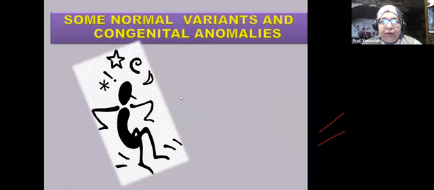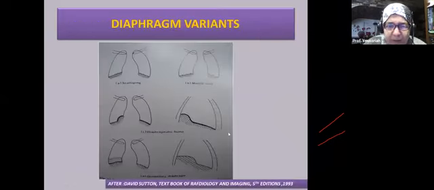Now let's go to some normal variants and congenital anomalies. This image is from David Sutton, 5th edition textbook. As you can see here, we have this scalloping. This is a variant.